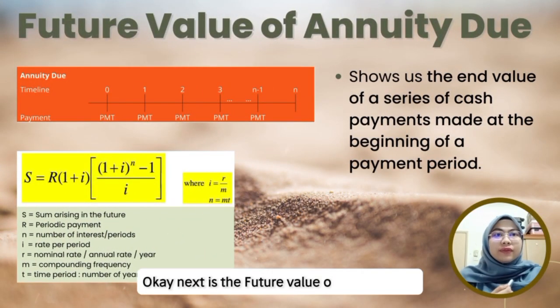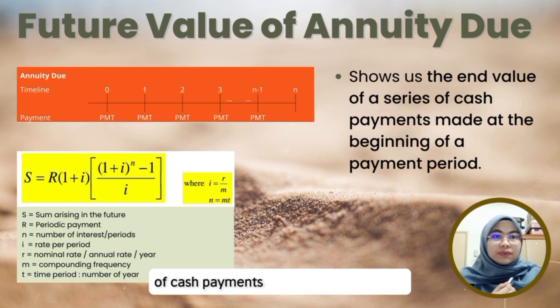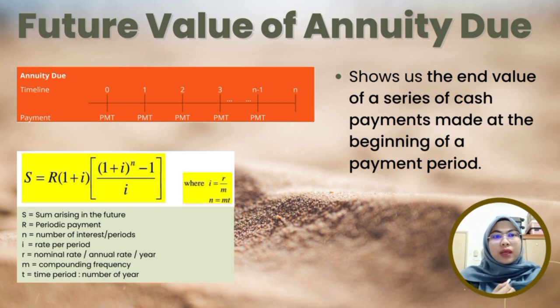Okay, next is the future value of an annuity due. What is the future value of an annuity due? It is the estimated total value of a series of cash payments made at the beginning of a payment period.